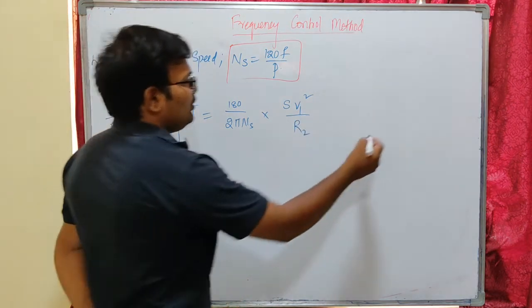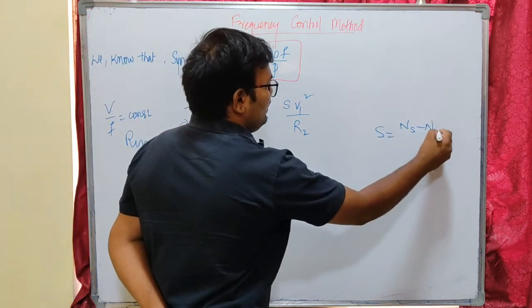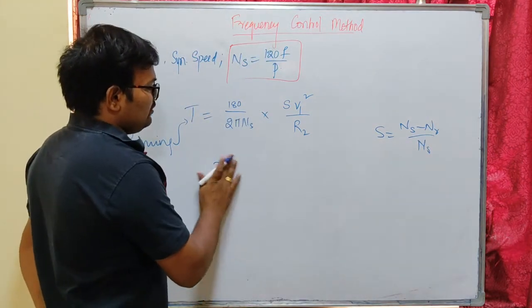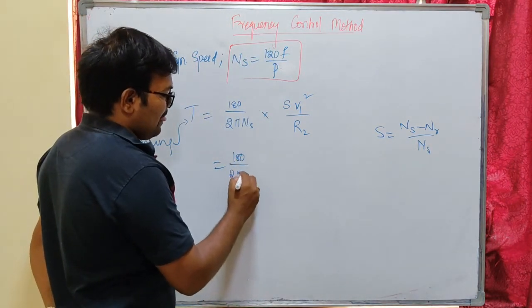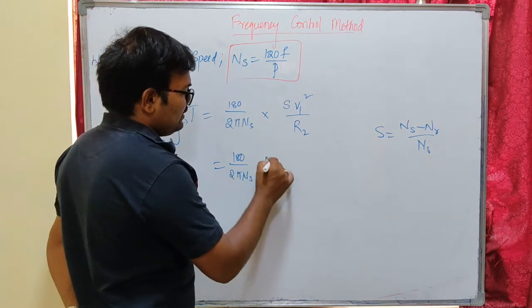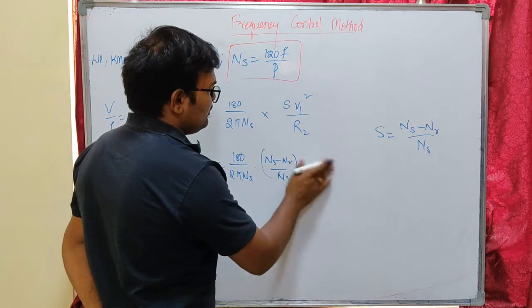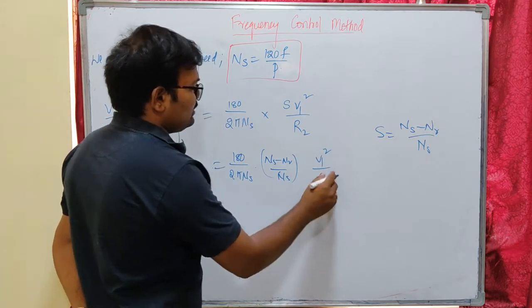So you can write slip equal to ns minus nr by ns. You know that. So I am going to substitute this. That will become 180 by 2 pi ns into ns minus nr by ns into s, where s is replaced with that expression. So this is the new expression.